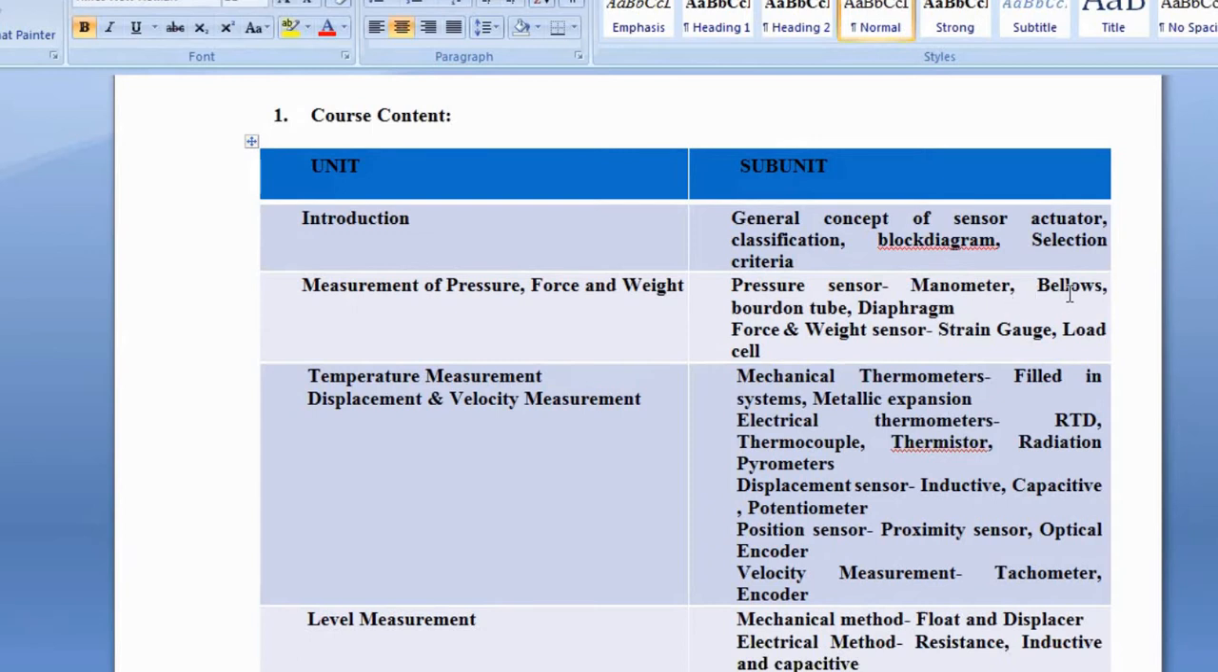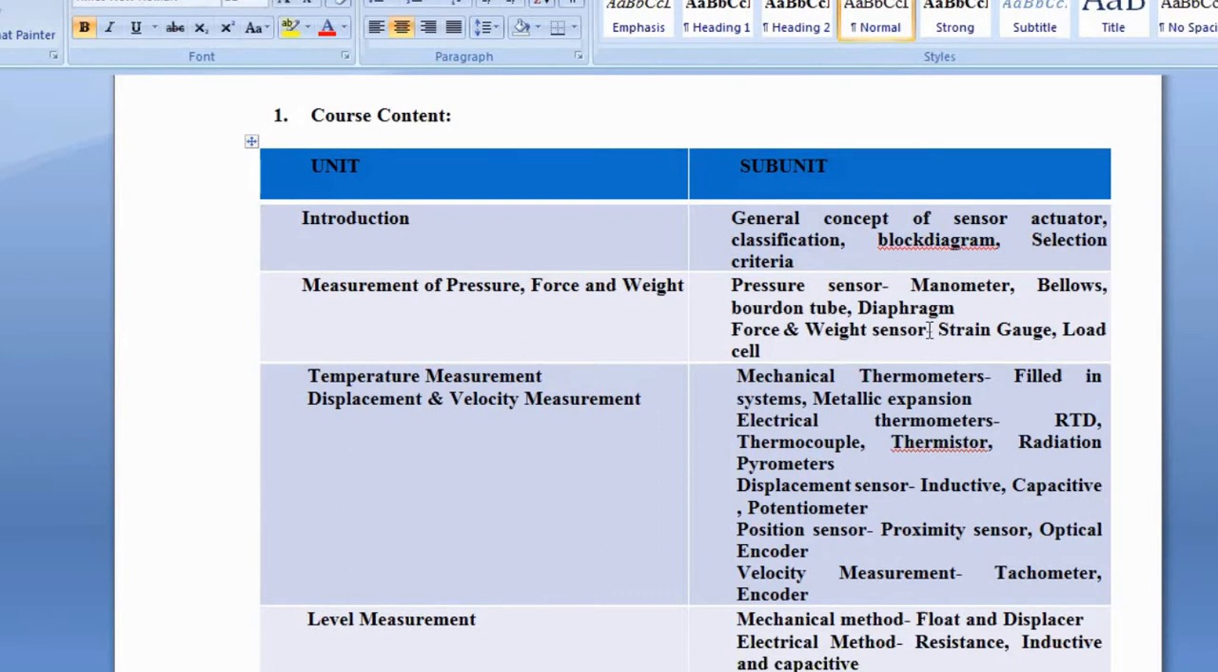Next is bellows. We discussed the working principle, construction, advantages, and disadvantages of bellows, bourdon tube, and diaphragm. Basically, bellows, bourdon tube, and diaphragm are the elastic sensors. That was already discussed. Next is the force sensors.